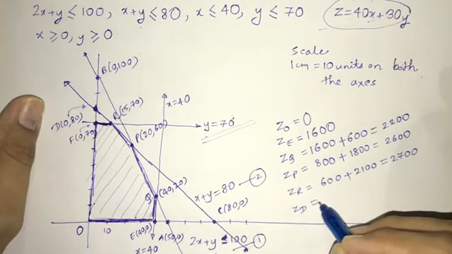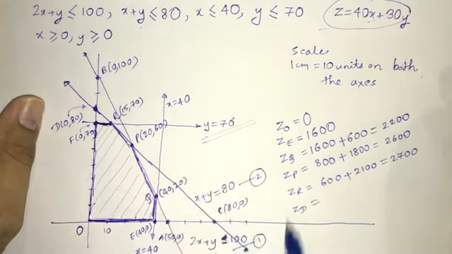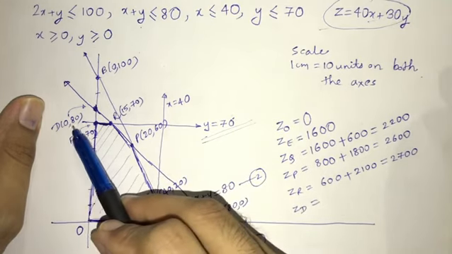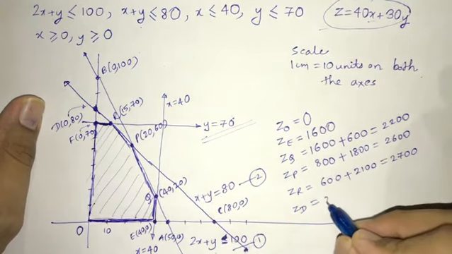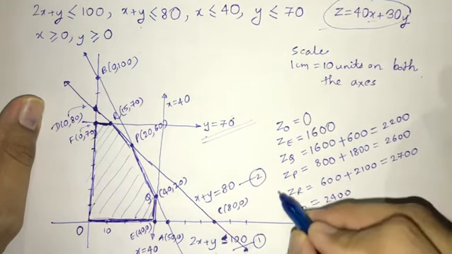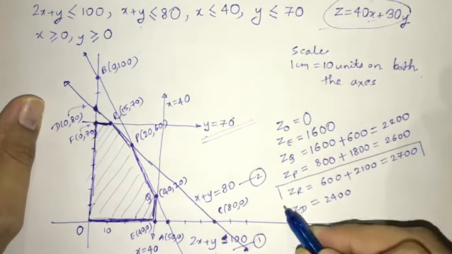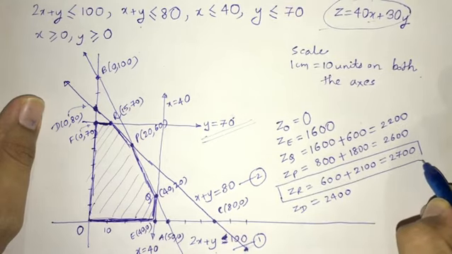Because there are six points in the hexagon, for ZD, the last point, if you put 80 into this 30, we get 2400. So where is the maximum value? The maximum value is at R.